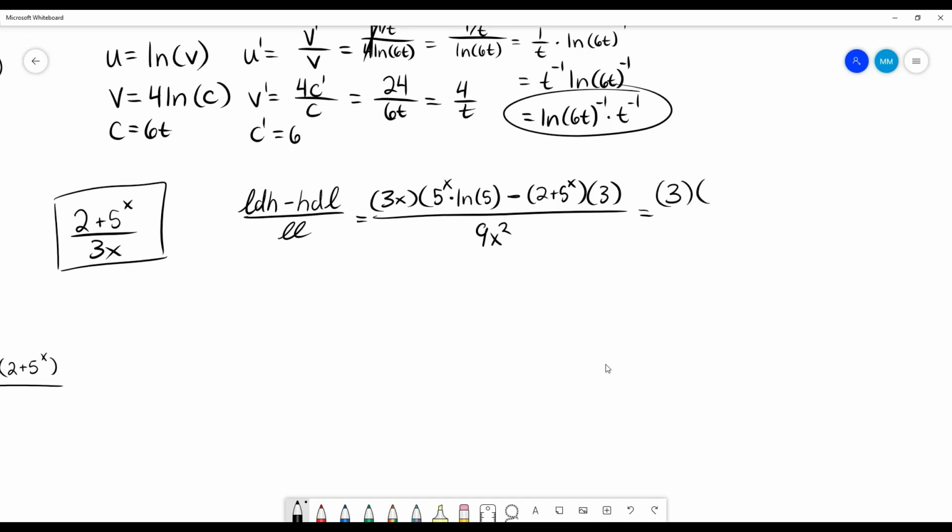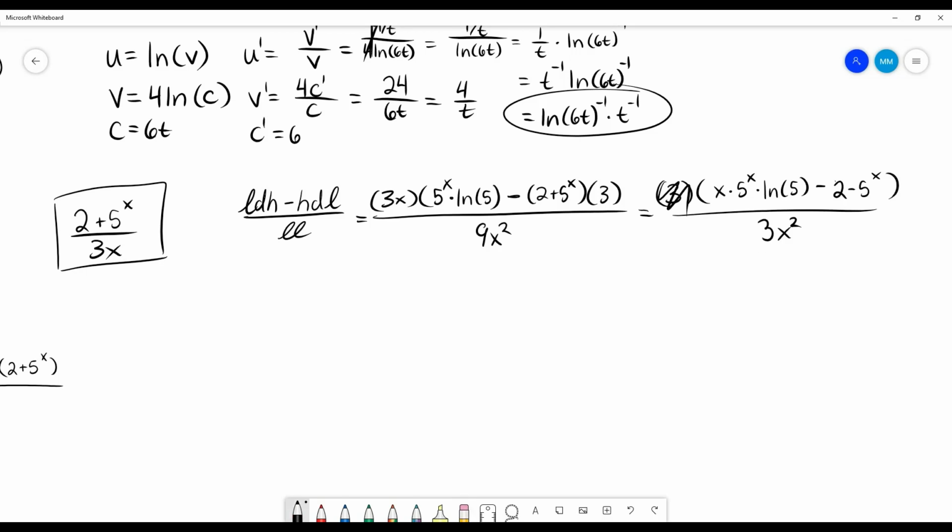times, now it's going to be just x times 5 to the x times the natural log of 5 minus 2 plus 5 to the x. Or I suppose I could just distribute that negative, so minus 2 minus 5 to the x all over 9x squared. And I say I can cancel that 3 out, and my 9 becomes a 3.